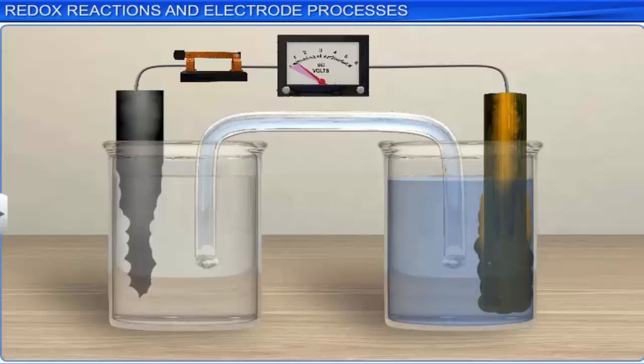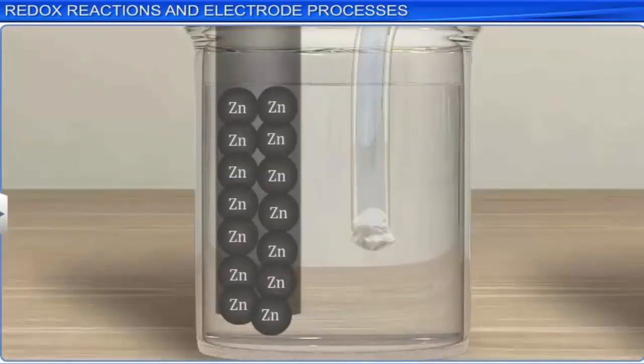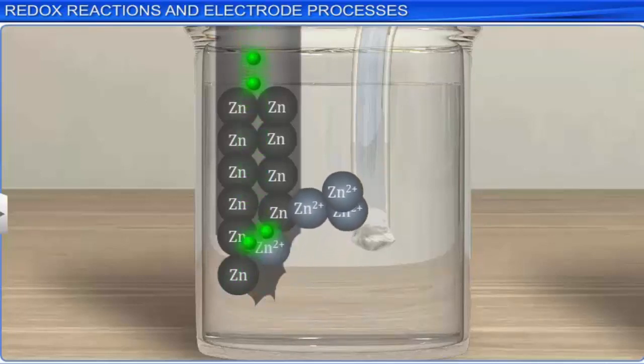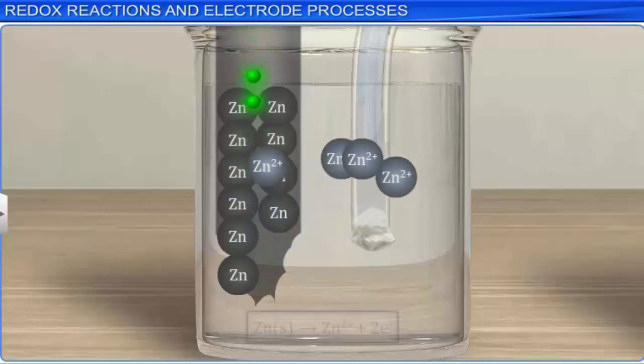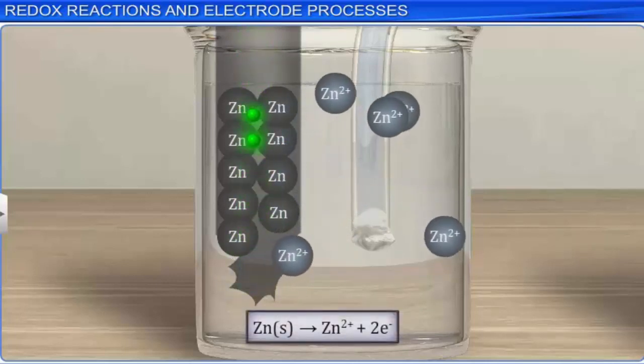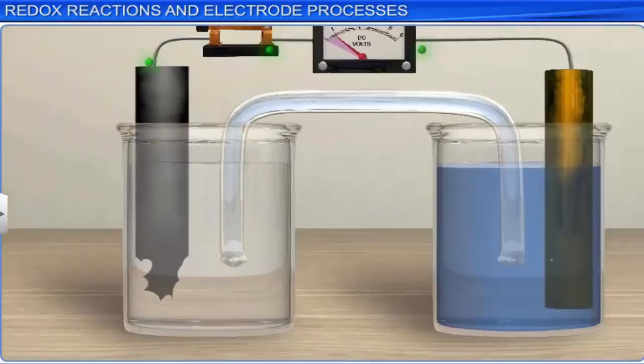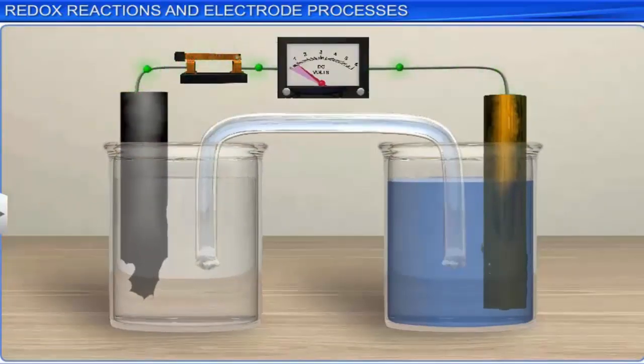Since zinc is a more active metal than copper, it loses electrons and gets oxidized. The equation for this reaction can be expressed as: zinc atom loses 2 electrons to form zinc ions. The electrons move through the voltmeter wire and reach the copper rod.